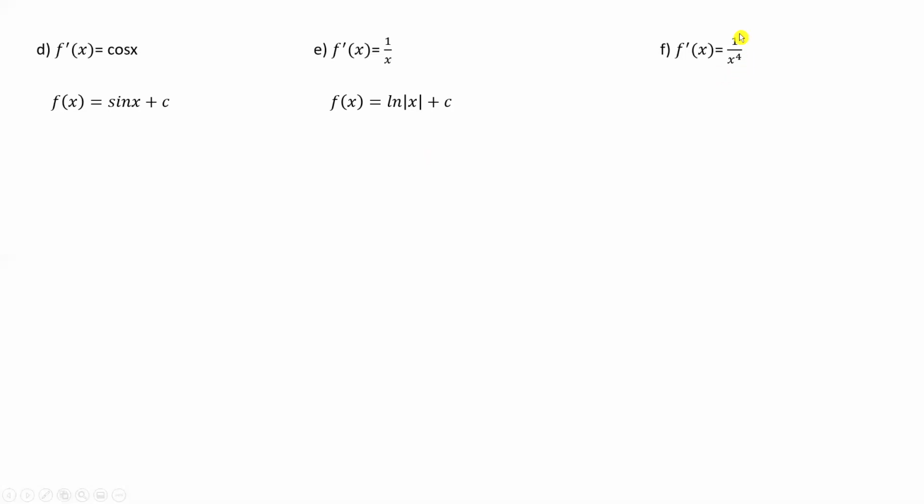Okay, the derivative is 1 over x to the 4. Let's try writing it in the form number x exponent. We can raise the exponent by 1 and divide by it. And then we'll clean that up. So x to the negative 3 becomes 1 over x cubed, and the negative goes on top.